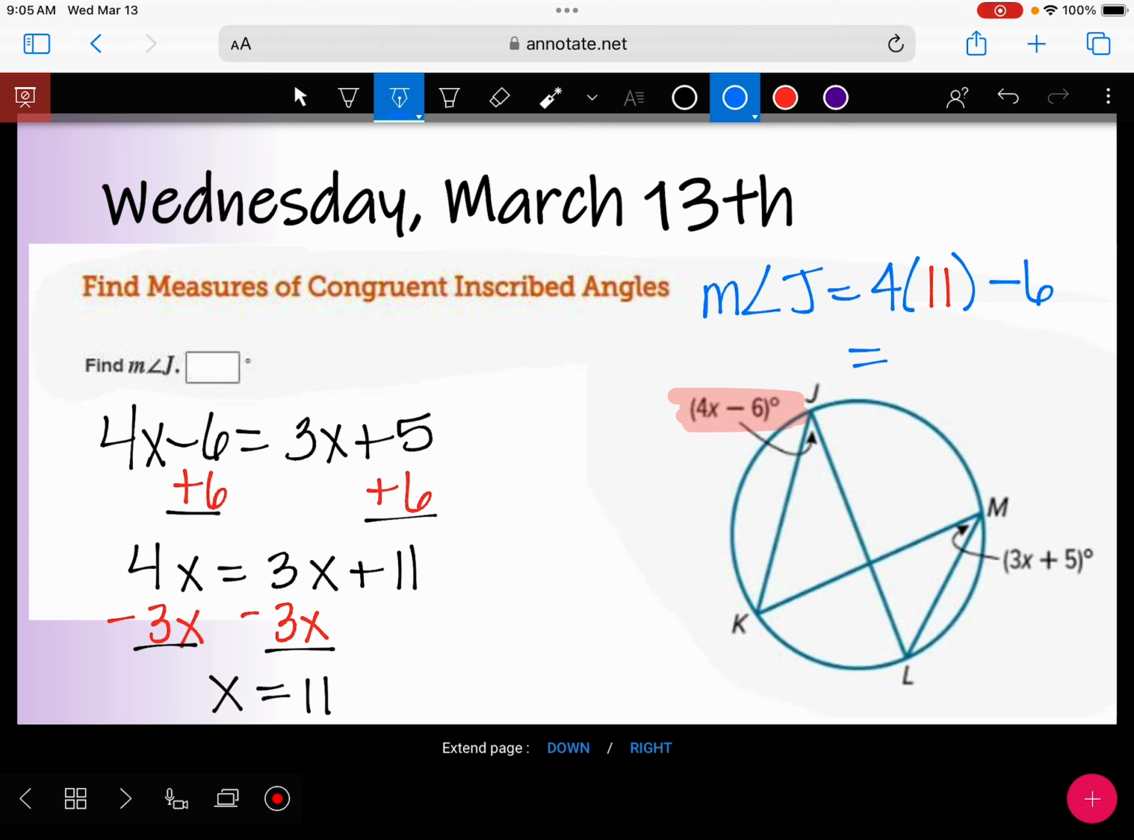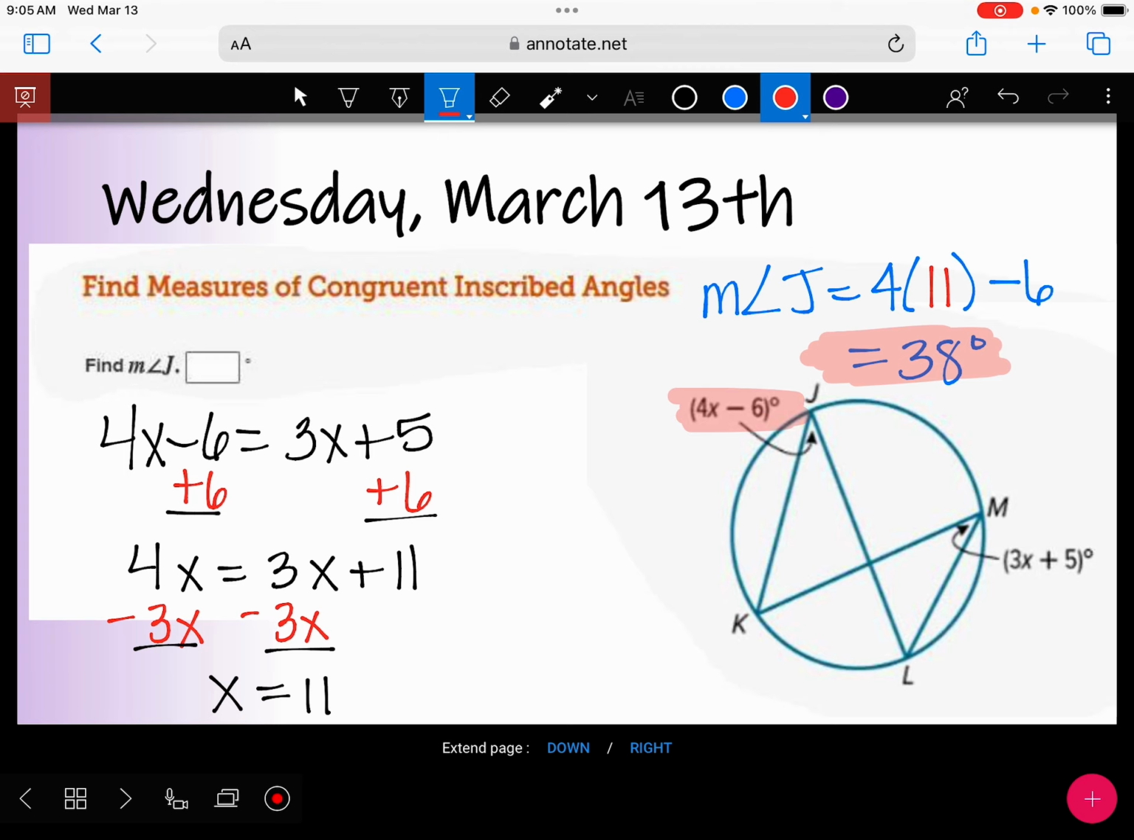So what is 4 times 11 minus 6? 44 minus 6 is 38. Anybody else get 38? All right, good. That would be your final answer, and that is what you would put on your test. Any questions about how we work through that?